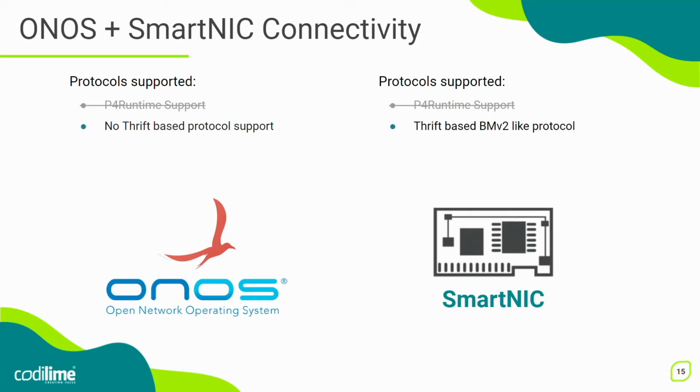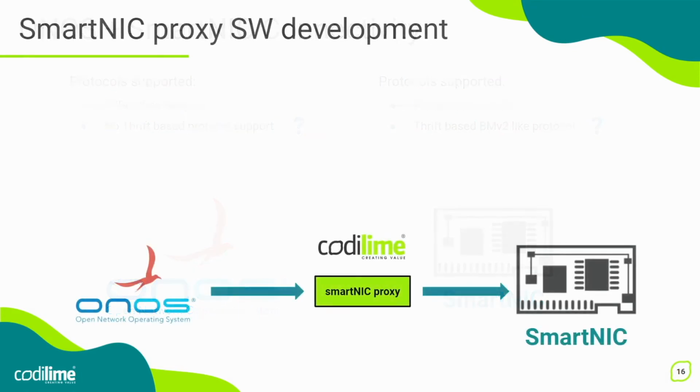Then we started to think how to deal with it. There is a Thrift-based protocol supported by SmartNIC, but the ONOS southbound layer does not contain it. So we made a decision to implement a SmartNIC Proxy, which would convert P4 runtime to Thrift-based protocol.